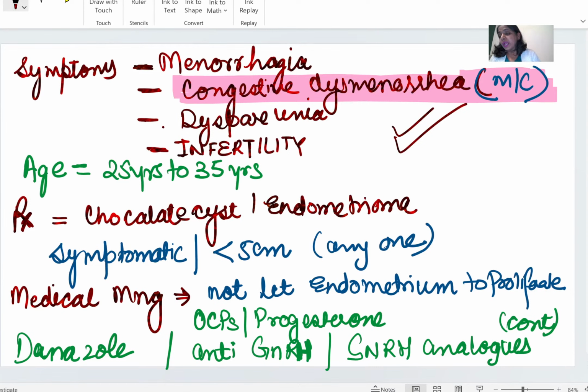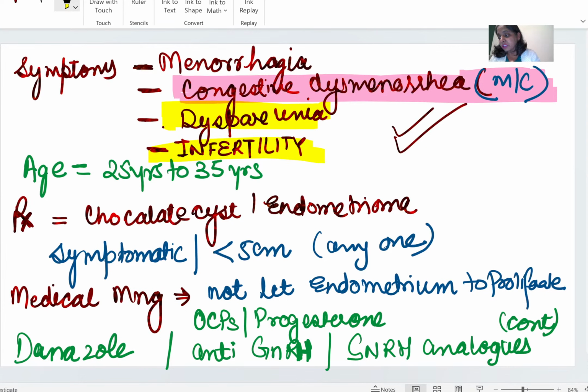Along with dysmenorrhea, as we studied, there are adhesions. Whenever there are peritoneal adhesions, it will lead to dyspareunia. Dyspareunia is present in PID also, because in PID also there are adhesions. And because such adhesions distort the anatomy, and there is so much swelling due to the ectopic endometrium, the patient suffers from infertility.